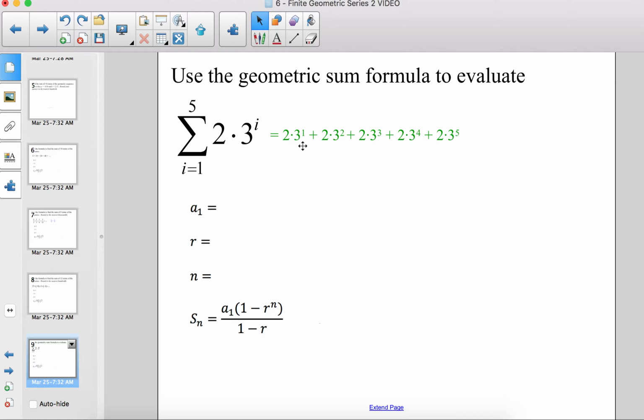So the first term is 6. The second term is 18. And that's actually as much as I need, because that gives me a bunch of things. I know my first term is 6. I know from this 1 through 5 is 5 numbers. Okay. And the ratio, I think, is actually pretty obvious here. How do you get from 6 to 18? Well, you multiply by 3.